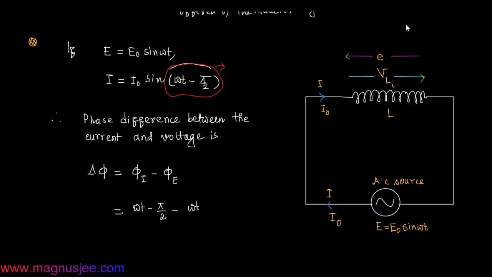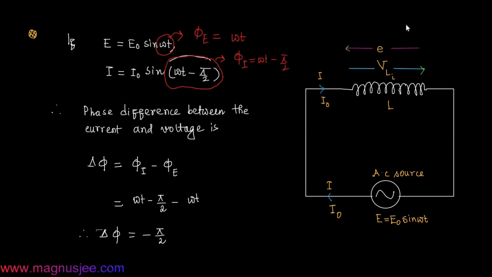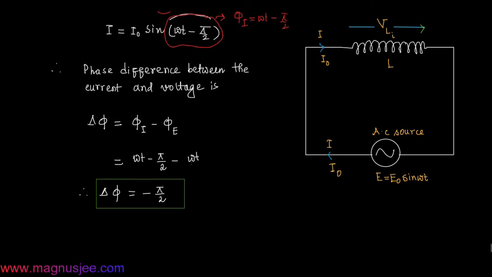Here omega t minus pi by 2 is the phase of current, phi I equals omega t minus pi by 2, and the phase of voltage is omega t. Therefore, delta phi is equal to minus pi by 2. That is the angular phase difference between the current and voltage for an AC circuit containing inductive coil L only.